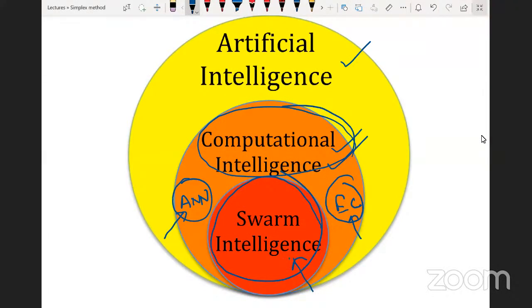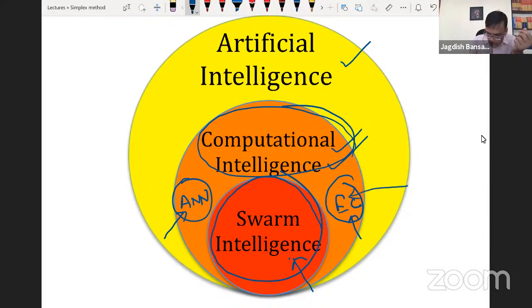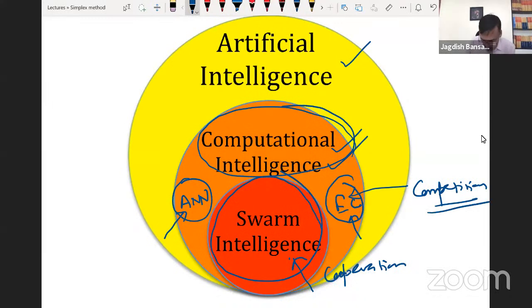Swarm intelligence is that computational intelligence where the iterative computation is among a group, and this computation is based on cooperation among the group. And when instead of cooperation there is competition, that is the major difference between evolutionary computation algorithms and swarm intelligence based algorithms. Evolutionary computation algorithms are based on competition, and of course ANN is based on how the human brain works.